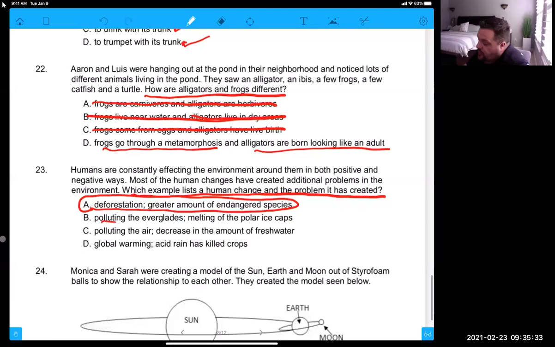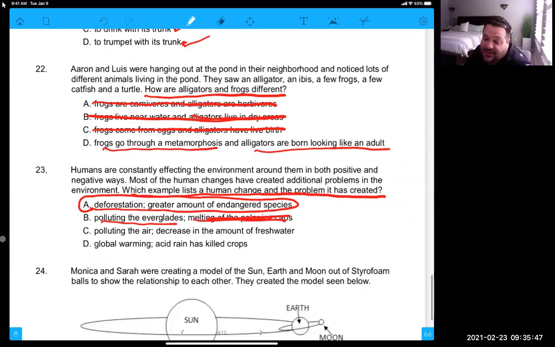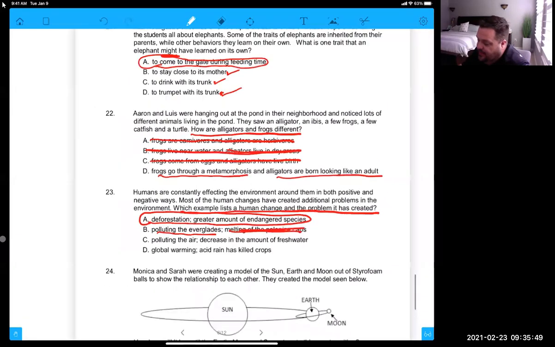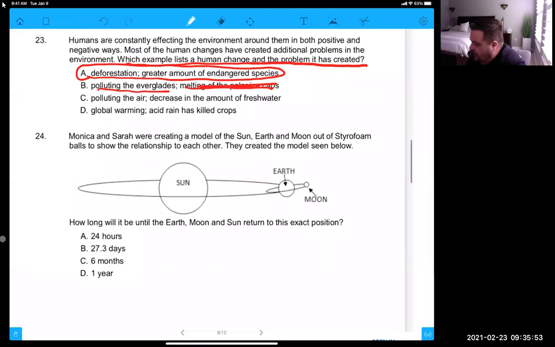Because we do pollute the Everglades, but that doesn't cause the melting of the ice caps, because the Everglades is hot and the ice caps is cold. Yeah. Air has nothing to do with fresh water. And then global warming and acid rain. Mr. Spina, when you get to the fourth grade questions, they start to get a little more complicated. I hope everybody's seeing that. You've got to pay attention. All right, number 24, pause and do it.